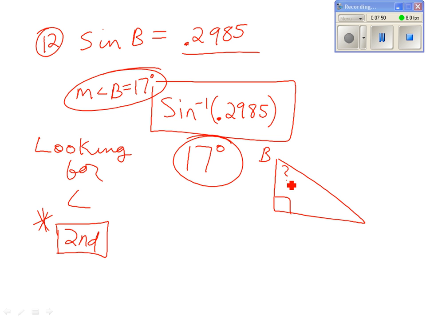Now, what I'm trying to get at is if your calculator's set up wrong, or if you make a mistake and hit the wrong button, like let's say I forget to hit the second button, and I just hit sine of 0.2985 and hit enter, it gives me 0.0052, and I round down to 0, but does that really make sense to be an angle, 0.0052, any kind of angle that we've ever dealt with in here? Probably not.